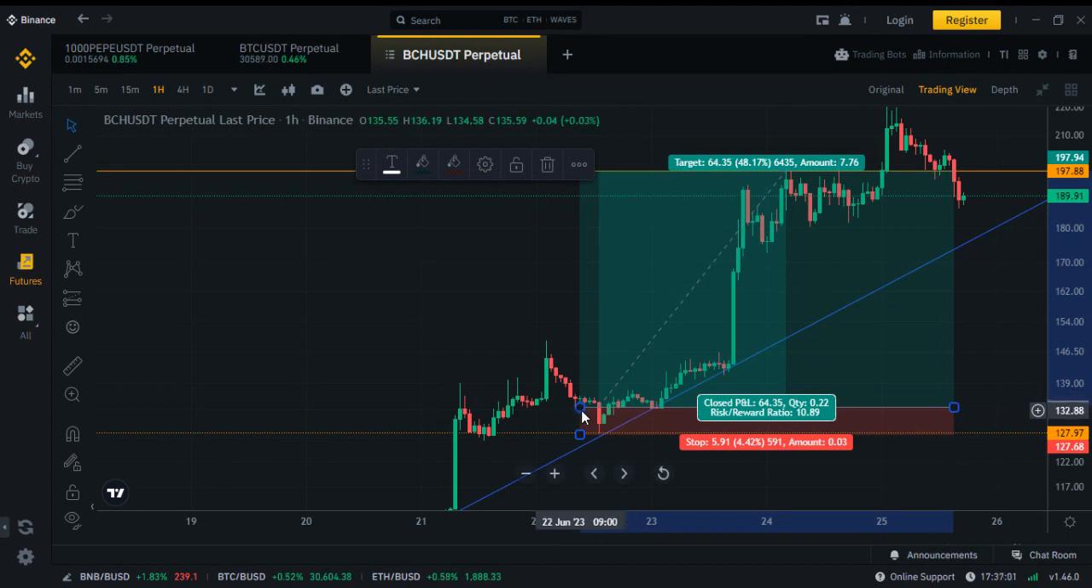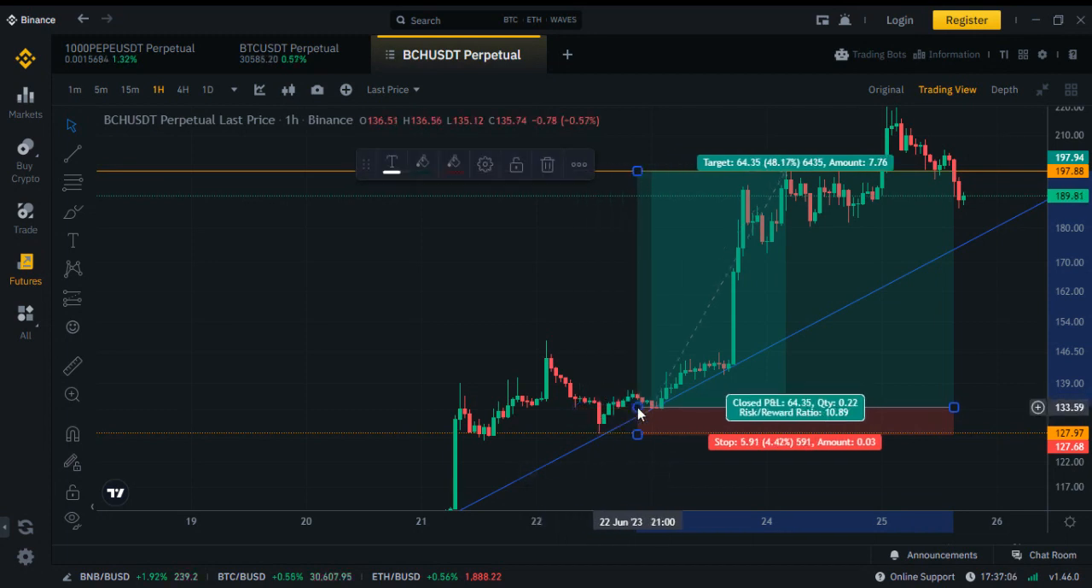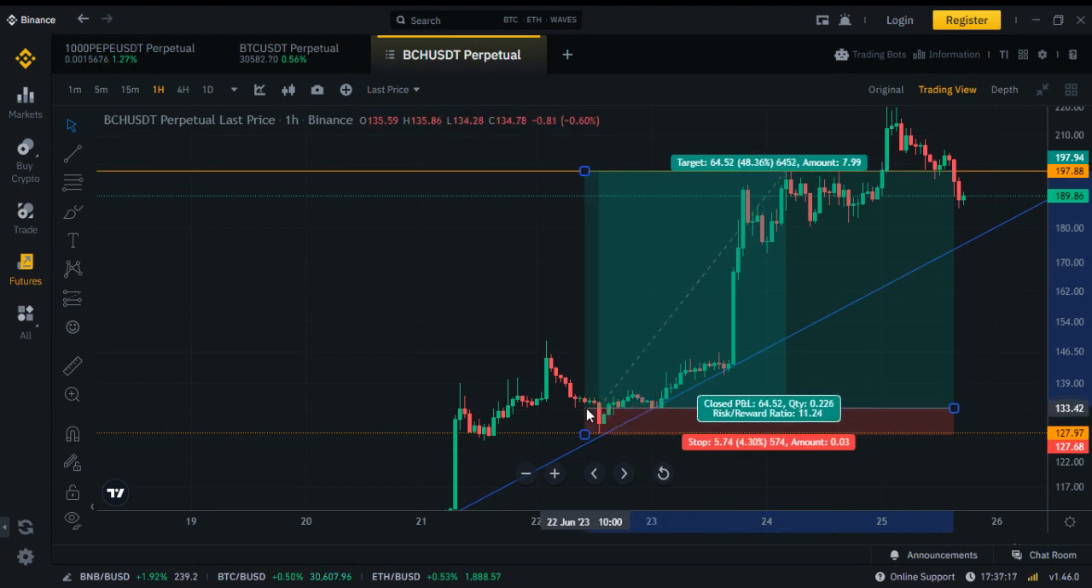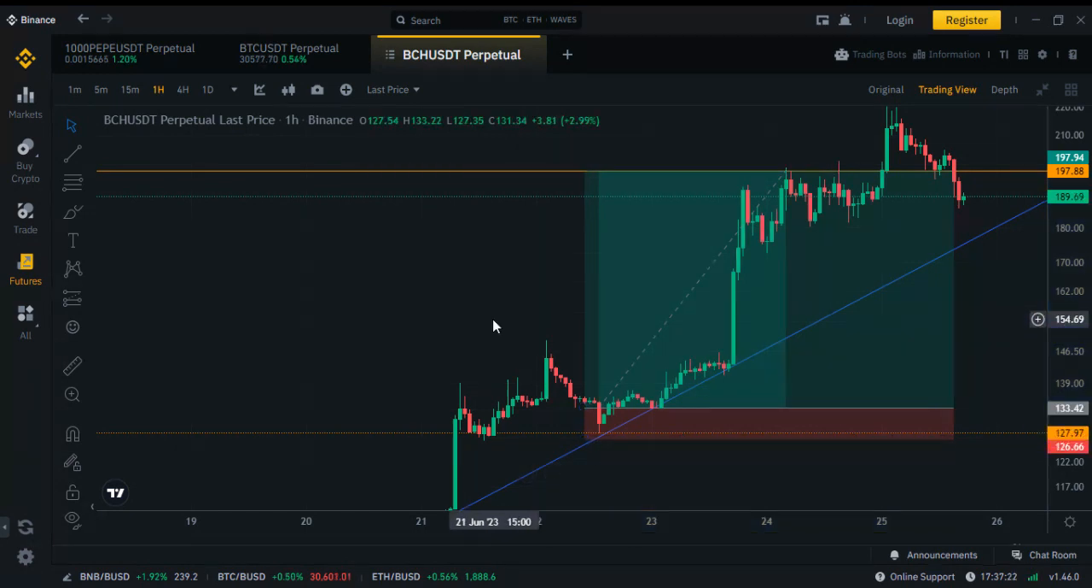So it was a massive profit, though I traded with a small account of $10 on Binance futures, because I've been trading Binance futures and I really love it because I'm gaining so many experiences from these trades. So this was how I took it.